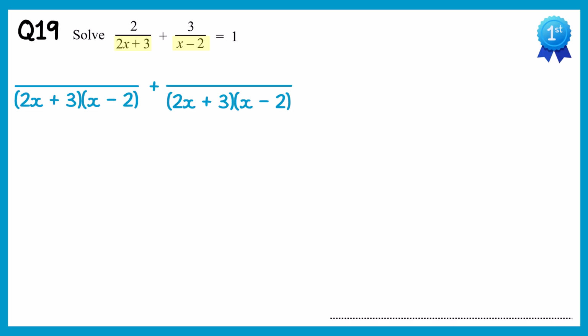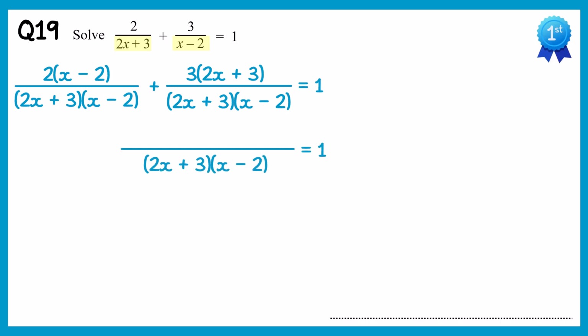For the left fraction, the denominator has been multiplied by x minus 2, so we need to multiply the numerator by x minus 2 as well. On the right fraction, the denominator has been multiplied by 2x plus 3, so we multiply the numerator by 2x plus 3 as well. And all of this equals 1. Now that these two fractions have the same denominator, we can combine them into one fraction. We just need to add the numerators together.